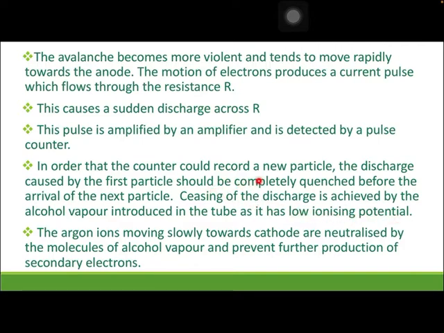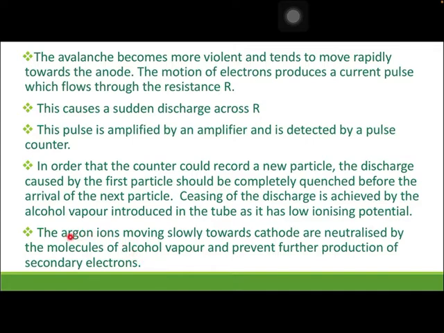So what is quenching? Removing the unnecessary discharge or unnecessary pulses which are unwanted for our detection. We will see quenching in detail in our next slide. The argon ions moving slowly towards the cathode are neutralized by the molecules of alcohol vapor and prevent further production of secondary electrons. So we want to detect only the particles or radiation entering the tube. For every radiation, a single corresponding pulse should be generated.